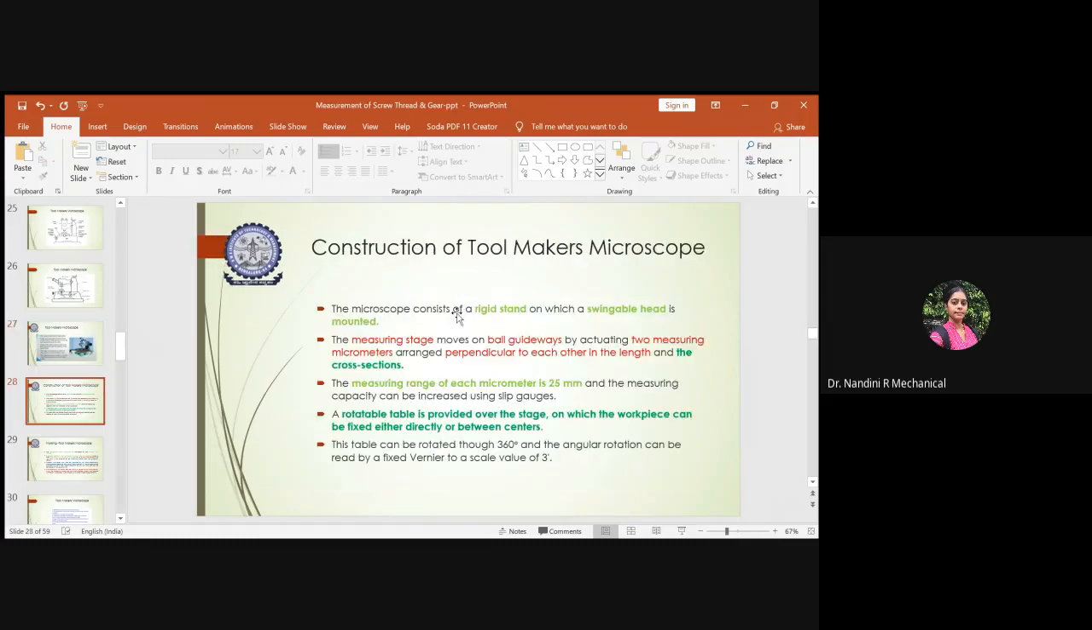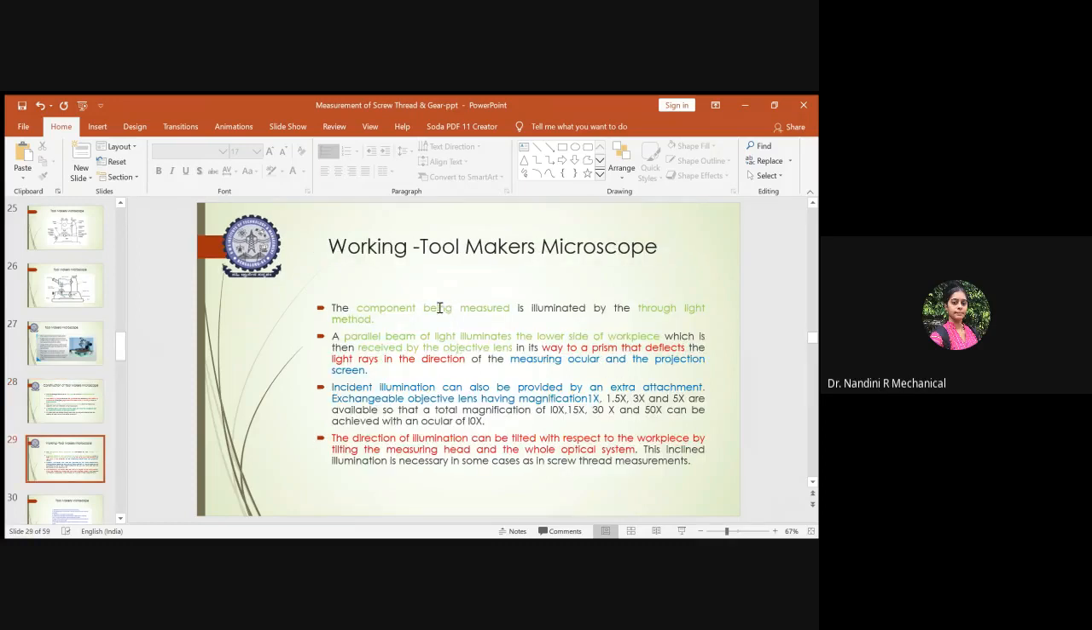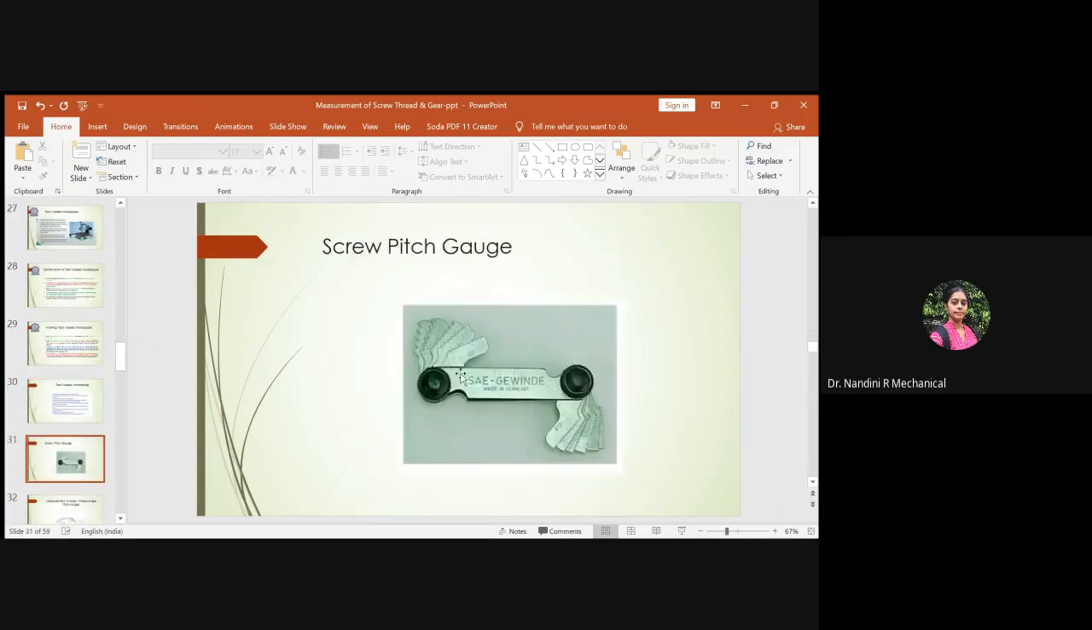So you have to write the subheading as construction, and you have to explain how a toolmaker's microscope is constructed. After explaining the construction part, only then will you show how it works. So I've explained both the construction part as well as the working part. So you will then explain the working part of a toolmaker's microscope.